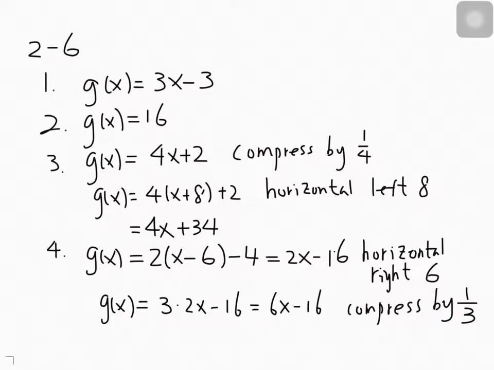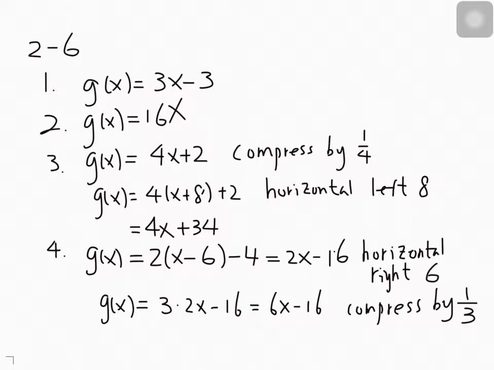Question 2-6, transforming linear equations. Number 1, f of x equals 3x, vertical translation 3 units down. So g of x equals 3x minus 3. Number 2, f of x equals 4x, vertical stretch by a factor of 4. G of x equals 4 times 4x, which equals 16x.